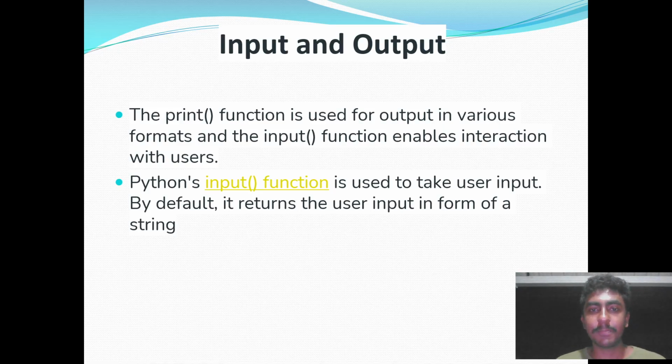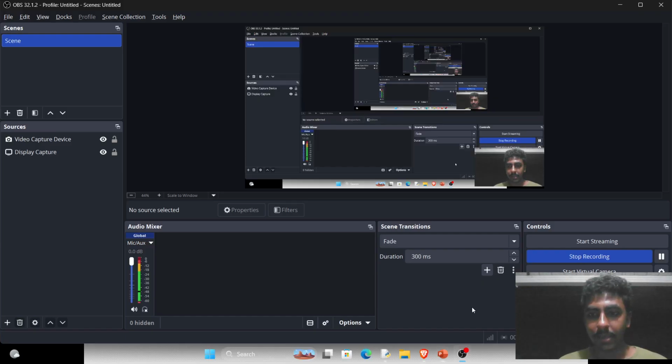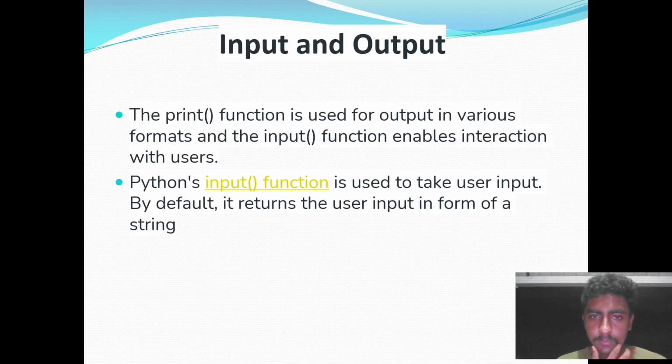Now let's begin with output. Output means displaying information to the user. In Python, we use the print function to display data on the screen. Think of it like this: suppose you are using an ATM. After withdrawing money, the ATM displays transaction successful. This message is an output. Similarly, whenever a Python program displays text, numbers or results on a screen, it uses the print function.